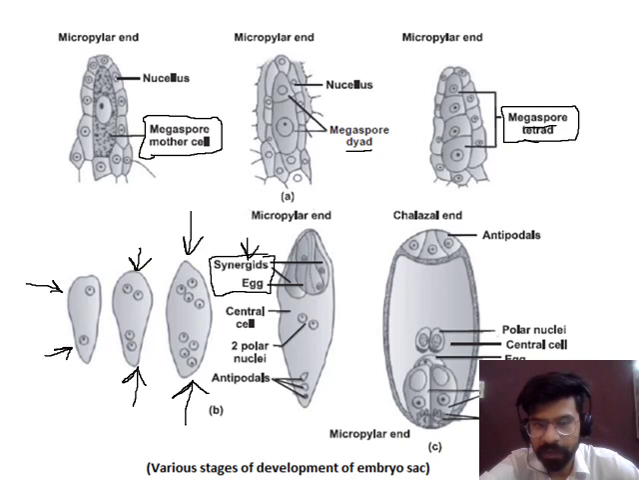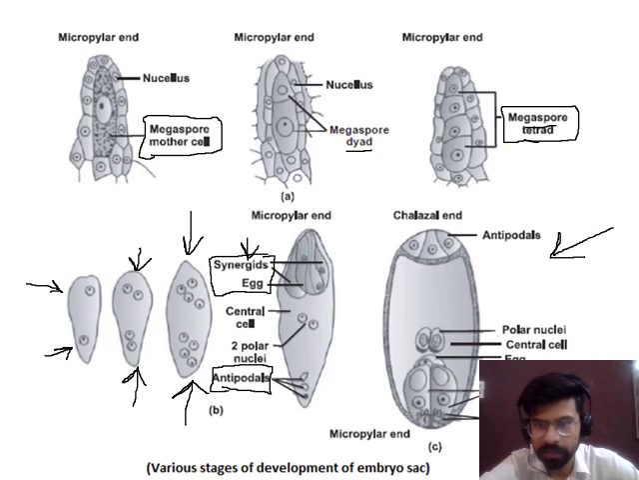Synergid is present at the periphery with the egg, and 3 will move just opposite to form the antipodal cells, and 2 will align at the center. They are known as polar nuclei. When the embryo sac matures, it will appear just like this.